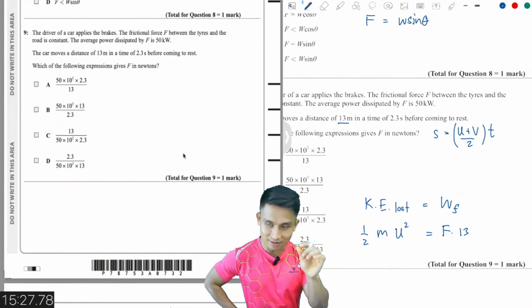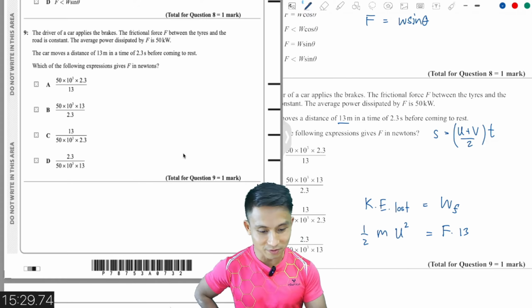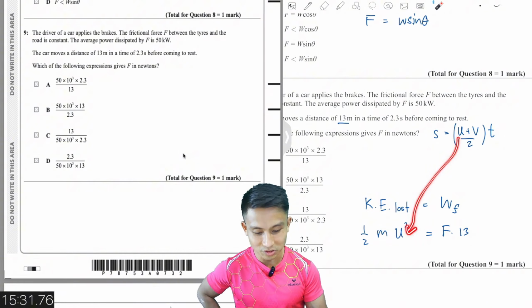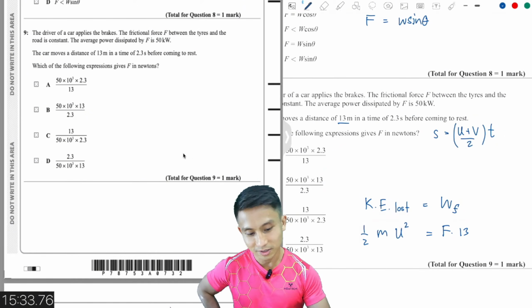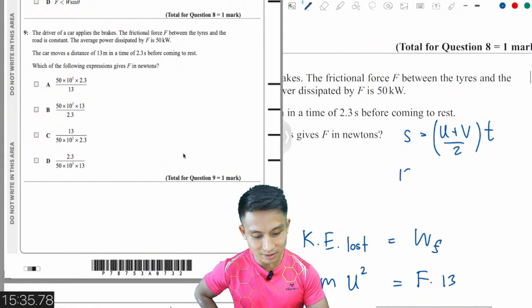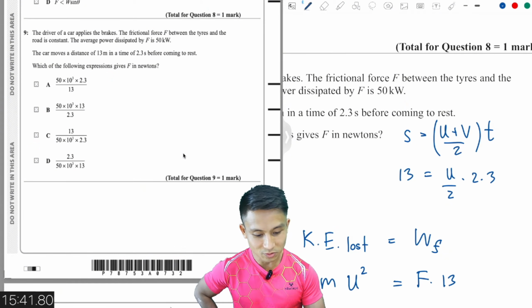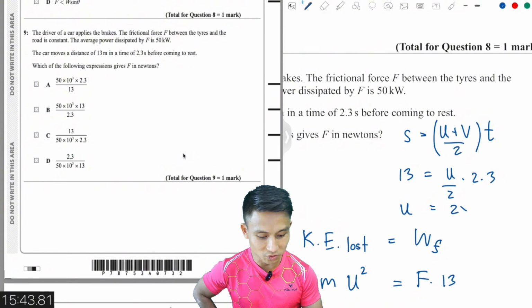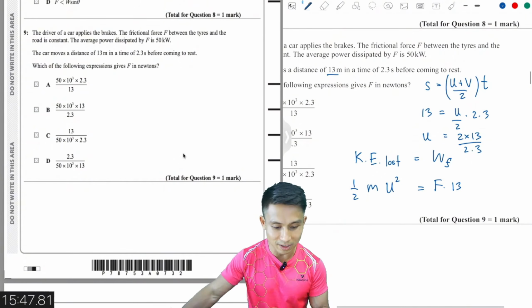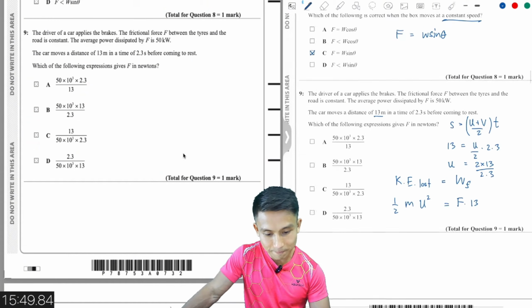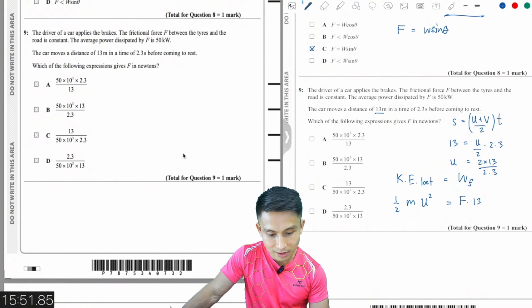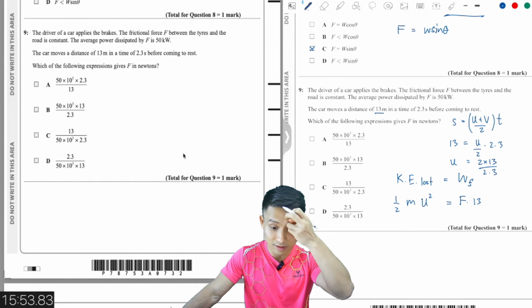This is SUVAT. You need to find the initial speed first because I'm going to plug it into the energy equation. So S is 13 equals, V is 0, so that's just U over 2 times 2.3. So U is going to be 2 times 13 over 2.3. We're not going to do the math here, we're just going to plug in numbers. And then, wait, that's average power.